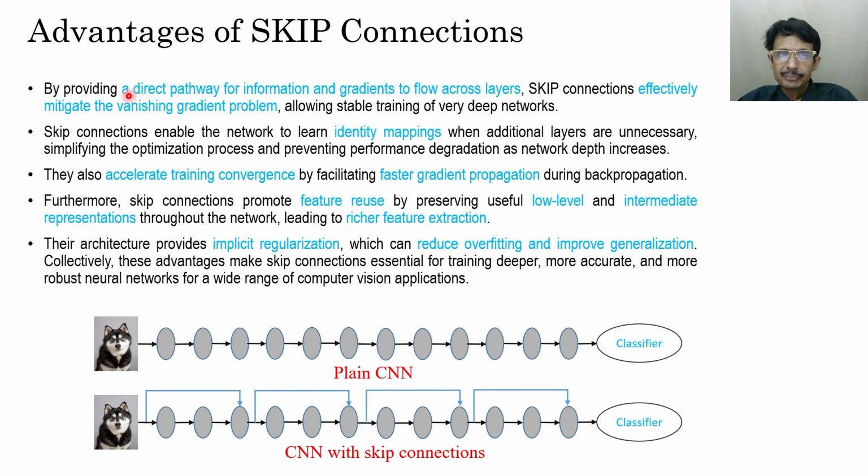I repeat this line: by providing a direct pathway for information and gradients to flow across layers, skip connections effectively mitigate the vanishing gradient problem, allowing stable training for very deep networks.